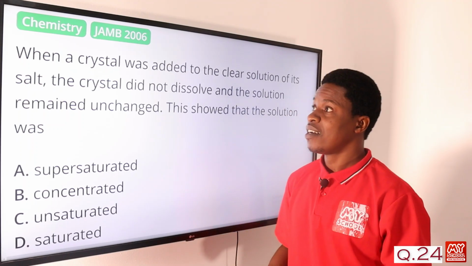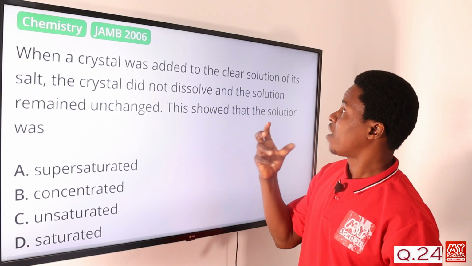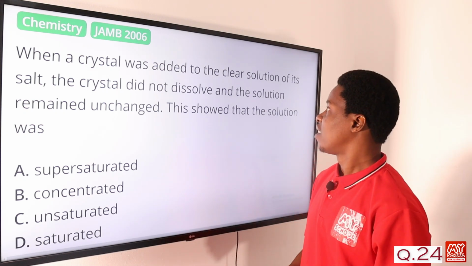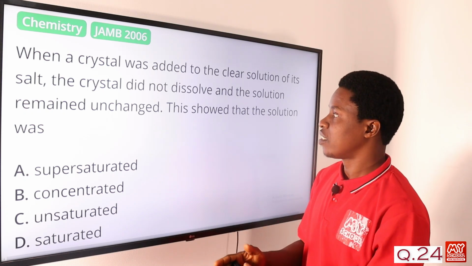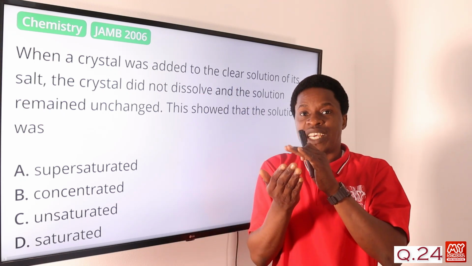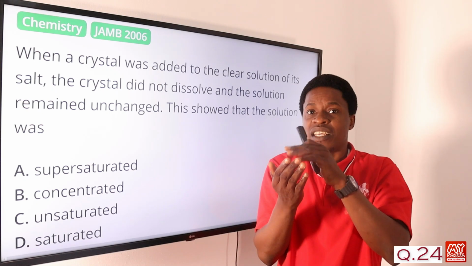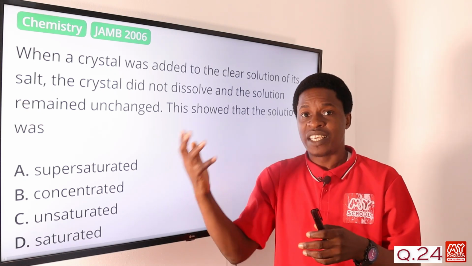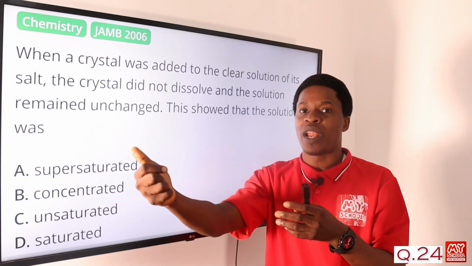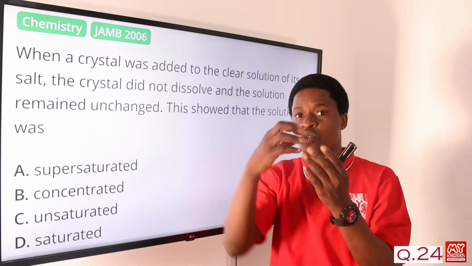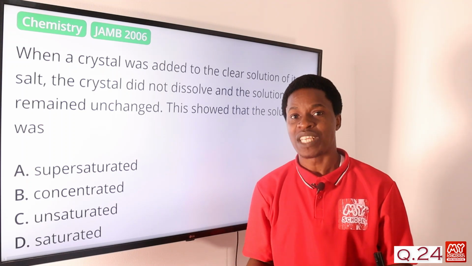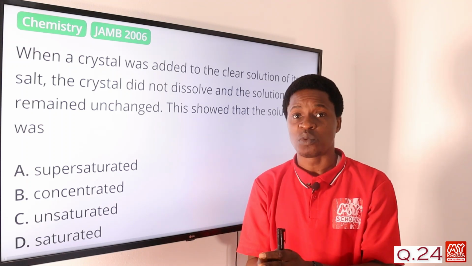Question 24. When a crystal was added to the clear solution of its salt, the crystal did not dissolve and the solution remained unchanged. This shows that the solution was what? It simply means that you have a salt already dissolved in a solution, in water or in a solvent, and then you get more crystals of that particular salt and pour them into that solution. Then you discover that it was just there looking at you. Nothing was happening. It was not dissolving.